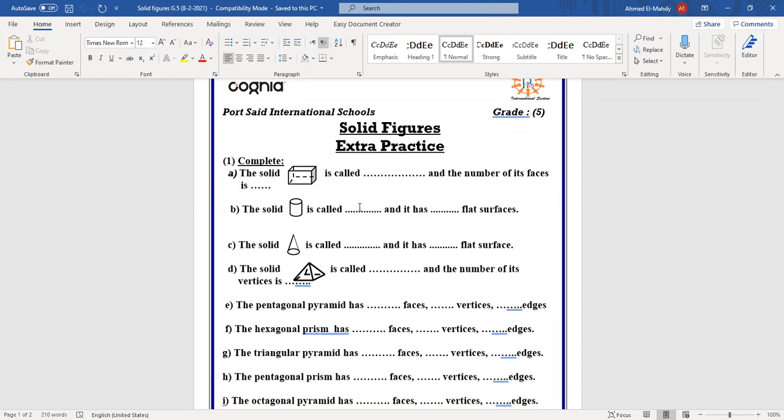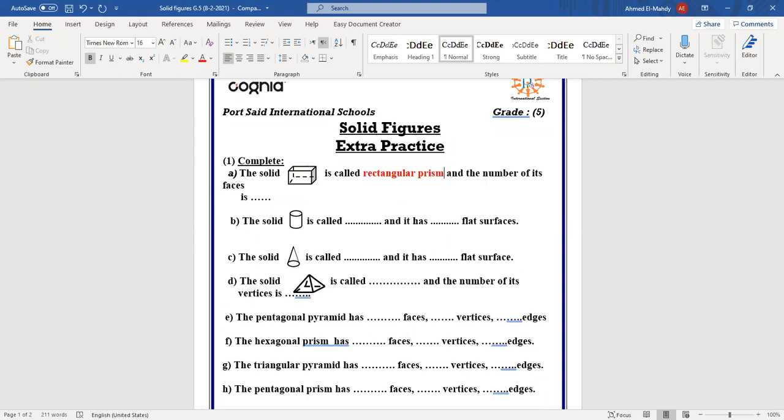What is the name of this solid? Cube. The base here is not a square. This is a rectangle. Rectangular prism. The base is a rectangle and it has two bases. For that, it will be rectangular prism.